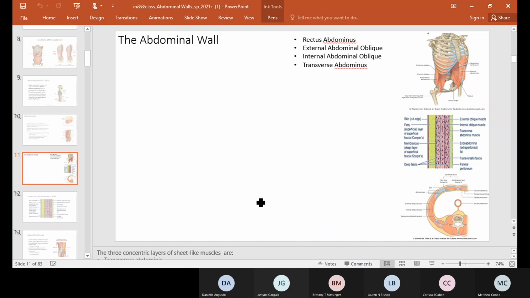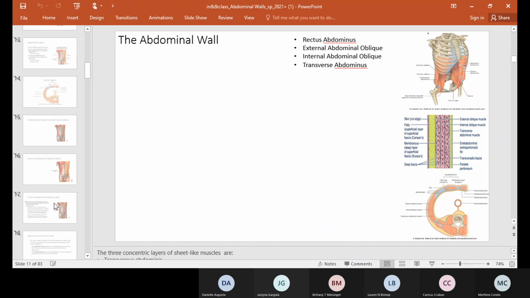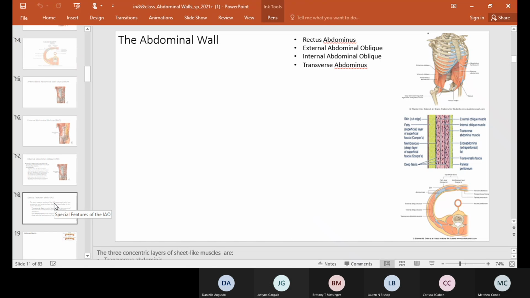All right. Any other questions on that? Okay. So next thing I want to kind of go into is going to be the lumbar plexus. Okay. What's that? I know.